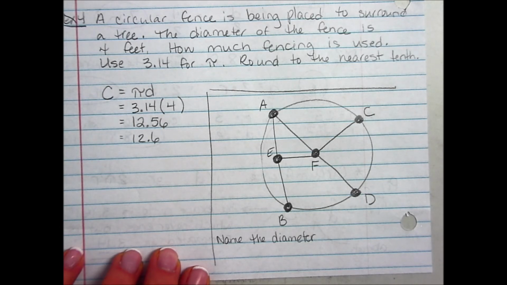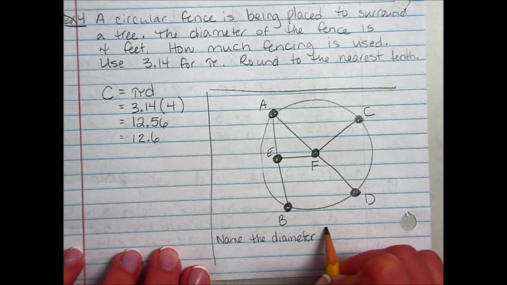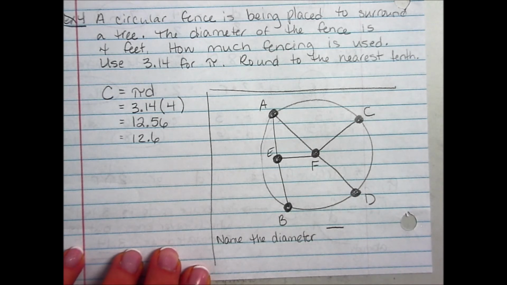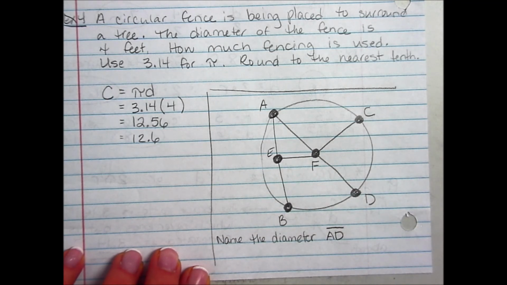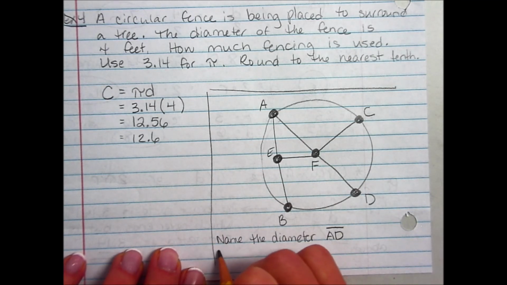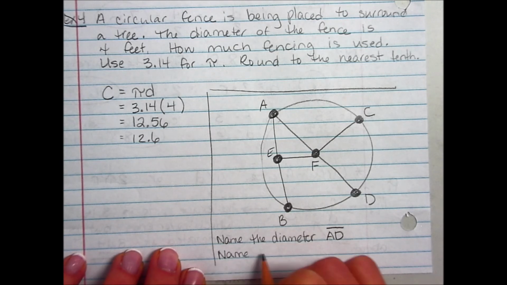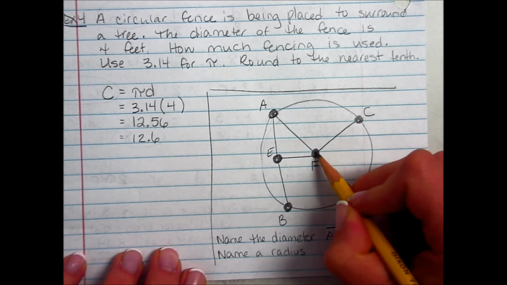Erica? Okay, so what you do is you name it like this. You put a little line. That means line segment. And then A, D. And usually you put whatever letter comes first in the alphabet first. Okay, you might have something that says name a radius. Okay, who thinks they can name a radius? Aiden? F and C. From F to C.